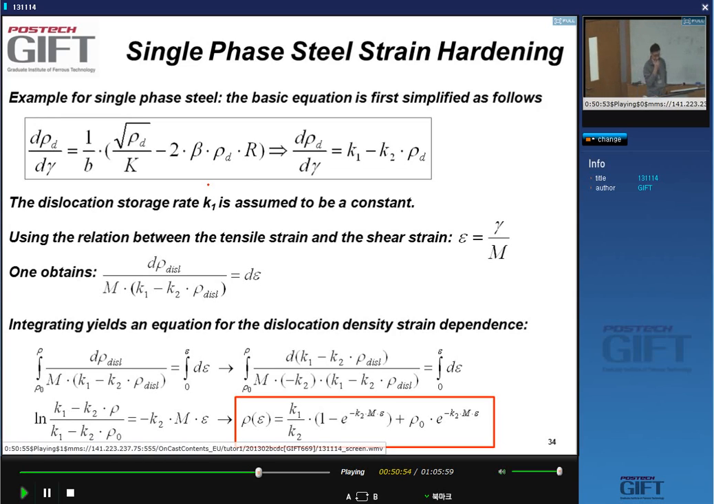For a single phase situation, we can simplify things by noting that in practice we often have a situation like this, where the mobile dislocation density stays the same. So what does this mean? If the mobile dislocation density doesn't change, I can actually simplify the first term.